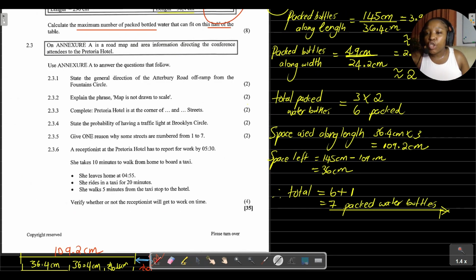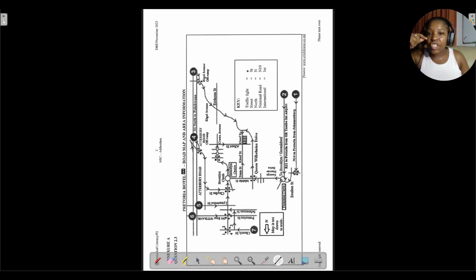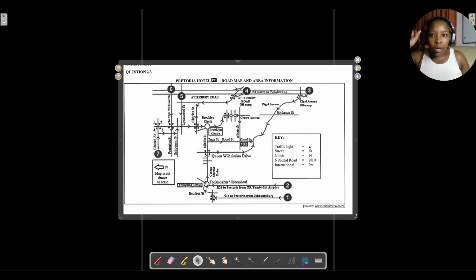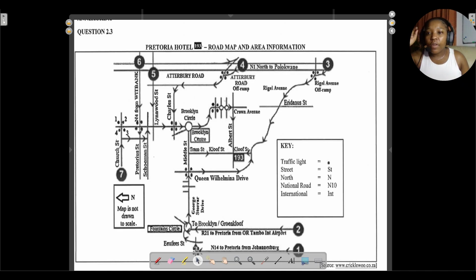Let's have a look at question 2.3. On Annexure A is a roadmap and area information directing the conference attendees to the Pretoria Hotel. Use Annexure A to answer the questions that follow. So here, we need to make use of Annexure A. That's my Annexure A, okay? So that's basically our Annexure A. Before we even look at the questions, we are just going to analyze this Annexure, right?